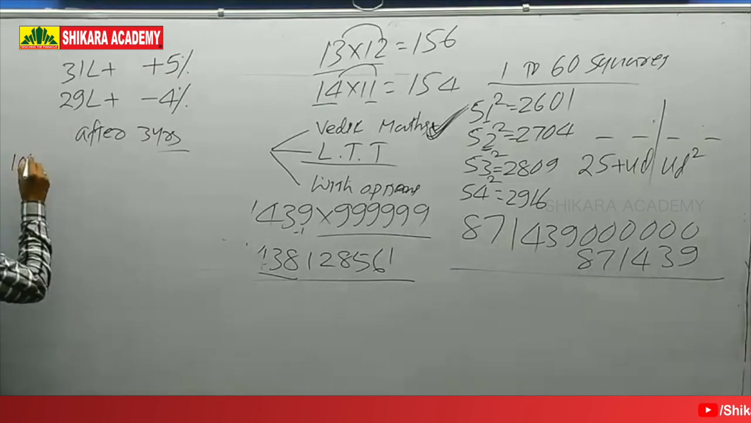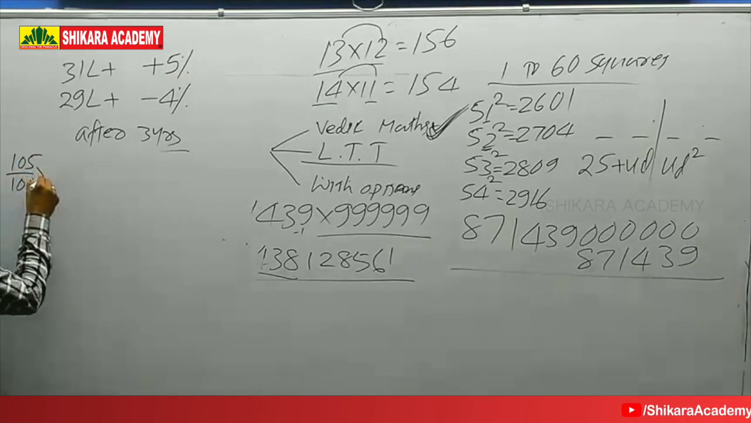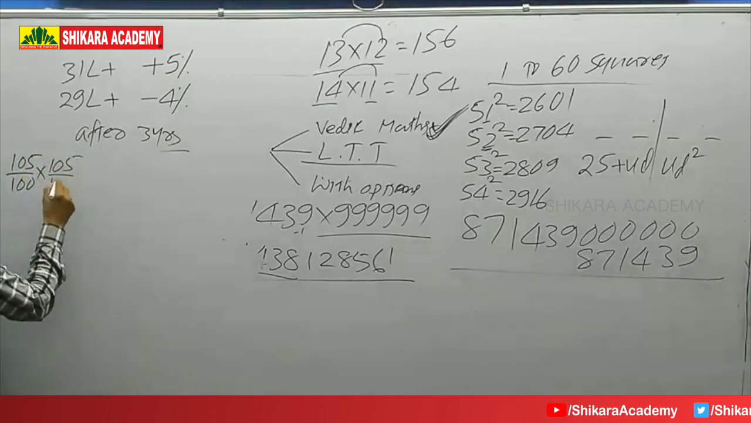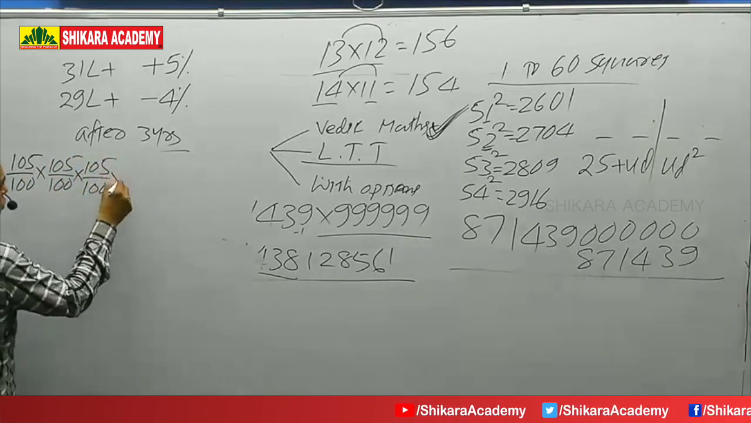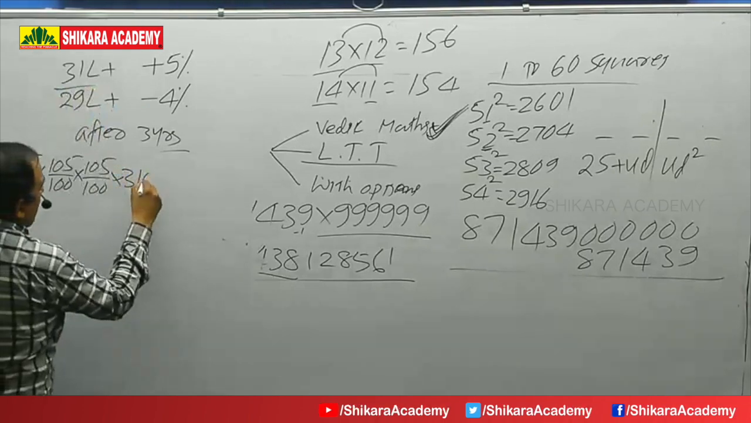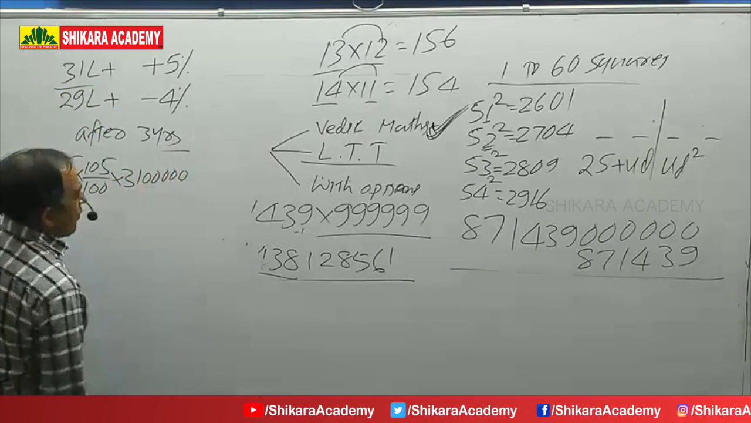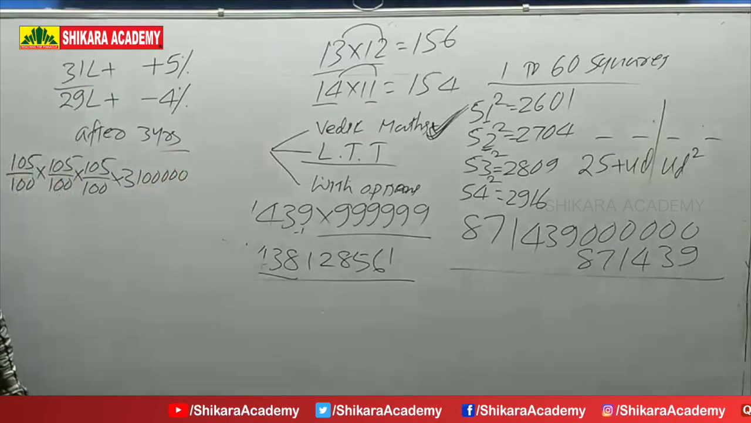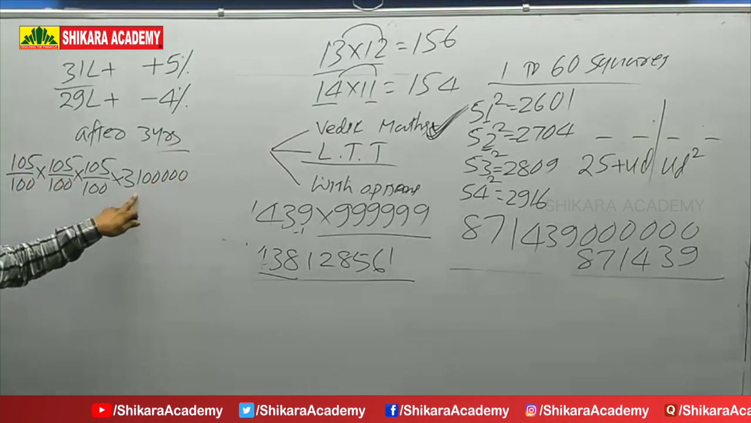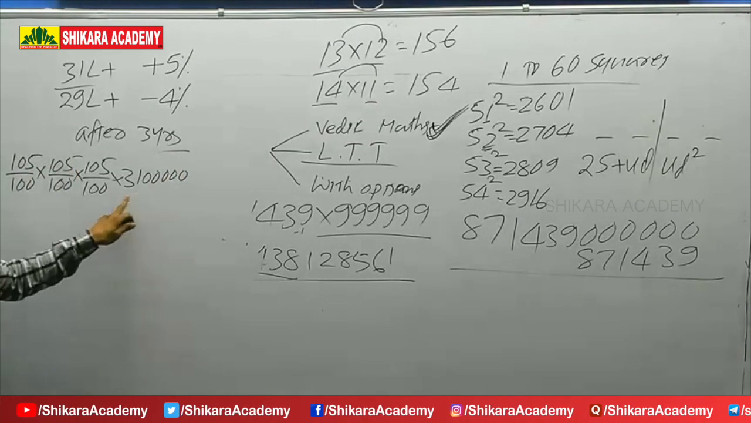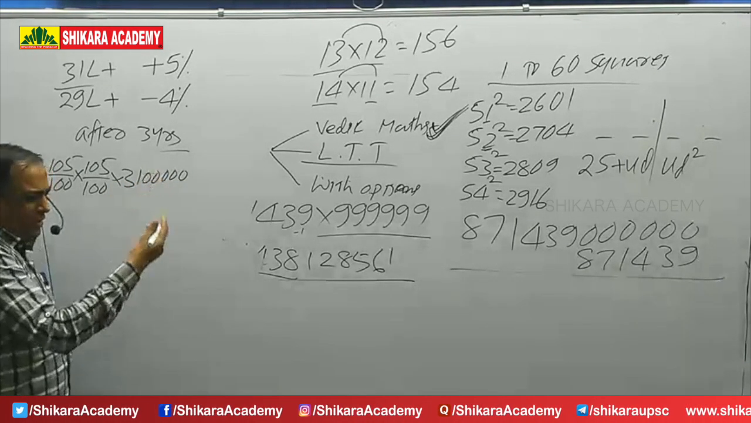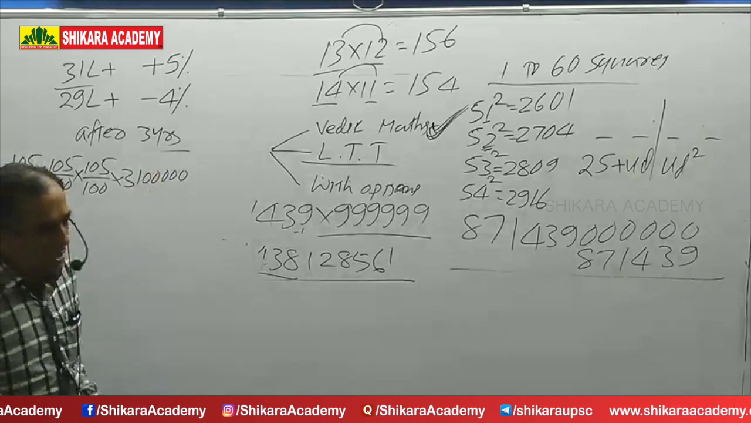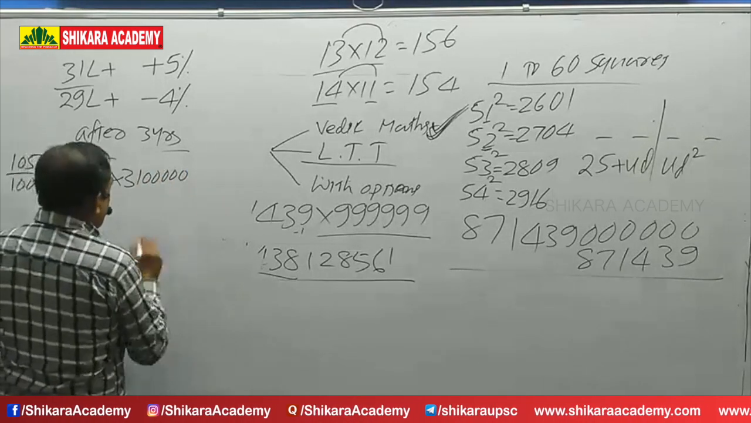So 105 by 100 into 105 by 100 into 105 by 100 into its cost, which is 31 lakh. After 3 years, its value is not exactly 31 lakh. Remember, if it is 31 lakh, we can directly cancel the zeros. In the examination, something like 31 lakh 46,870 is there. So for example, let it be 31 lakh.